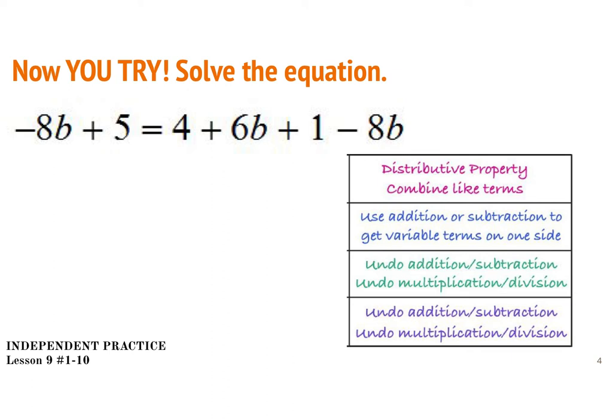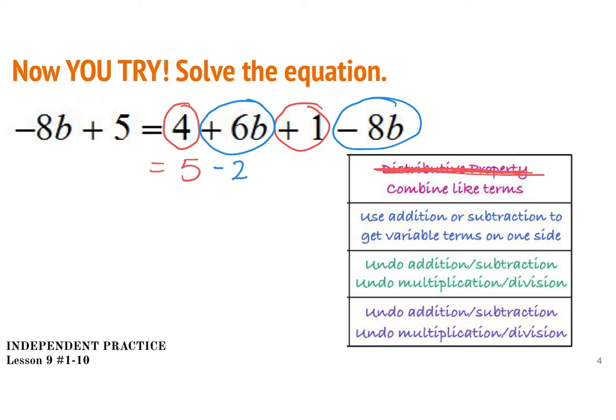So step 1 would be to simplify each side. There is no distributive property that I can do. Can I combine like terms? Well, on the right side, I notice that I can combine 4 and 1. So that's going to give me 5. And I can combine 6b and negative 8b, which gives me negative 2b. So everything else that stays the same, I'm just going to bring down.